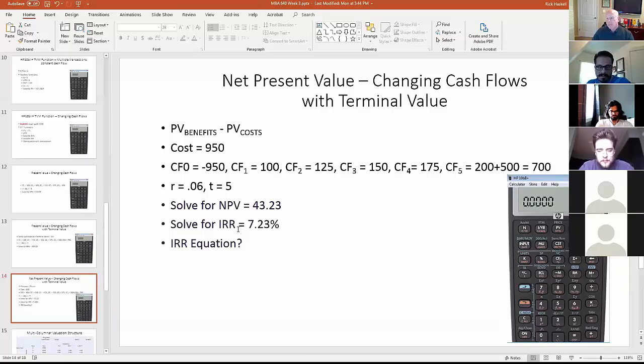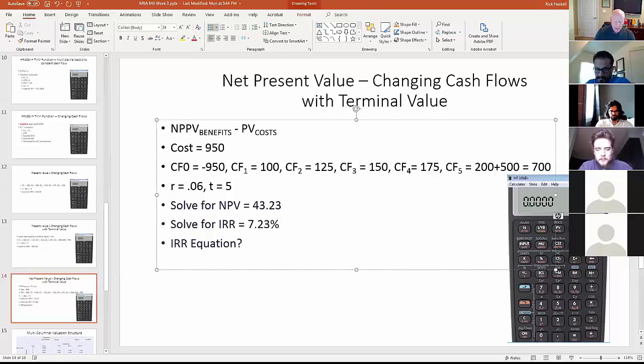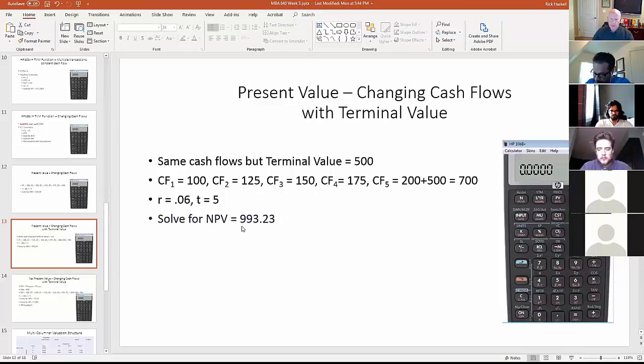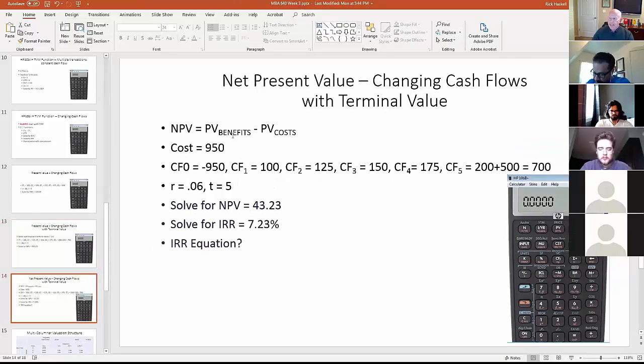Okay? Well, the net present value, so NPV, is equal to the present value of the benefits minus the present value of the costs. Well, I already know what the present value of the benefits are. I just assessed them here. They're $993.